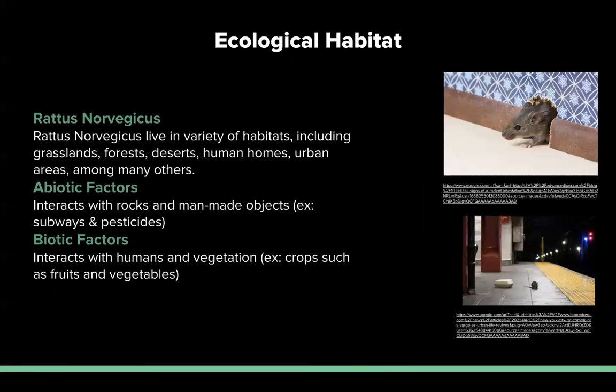Ecological habitat. The ecological habitat for a rat would be that they live in a variety of habitats. This includes grasslands, forests, deserts, human homes like attics and basements, urban areas, among many others. As you can see in the picture, this is a rat in a subway in New York. Some abiotic factors would be that they interact with rocks and man-made objects like subways and pesticides. Biotic factors would include that it interacts with humans and vegetation. Examples include crops such as fruits and vegetables.